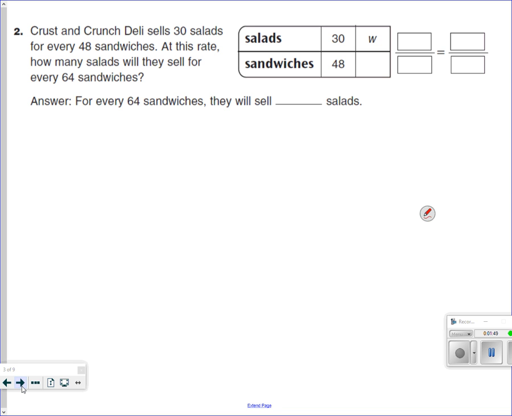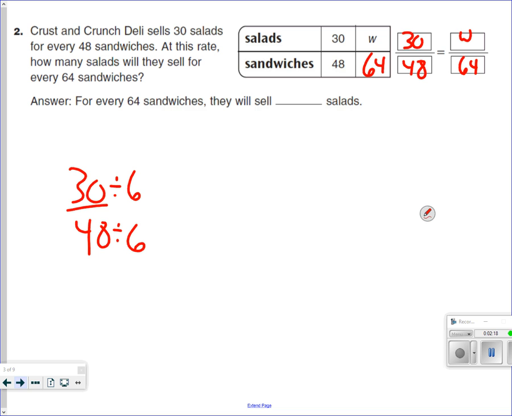We have Crust and Crunch Deli sells 30 salads for every 48 sandwiches. At this rate, how many salads will they sell for every 64 sandwiches? Okay, so how we're going to set this up, we're going to put a 64 here. If we write this out, we'll have 30 over 48 equals W over 64. We can reduce 30 over 48 to make an easier unit. Let's divide this by 6, divide this by 6, and we have 5 over 8.